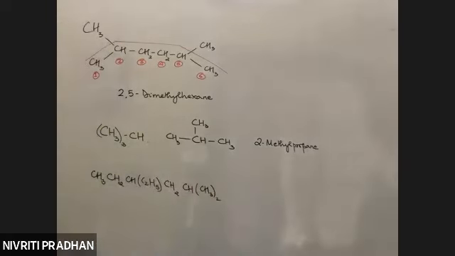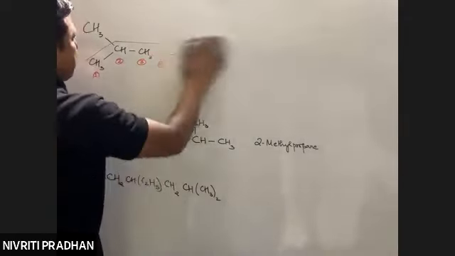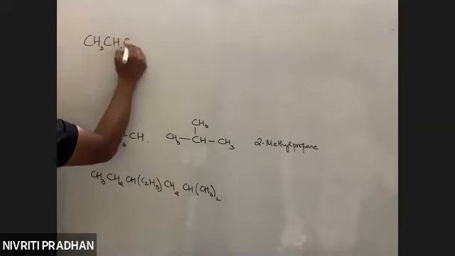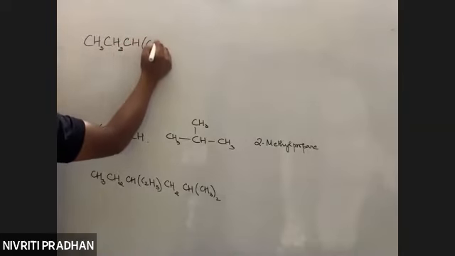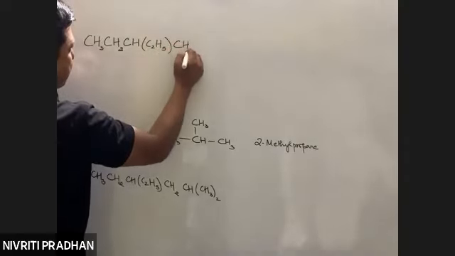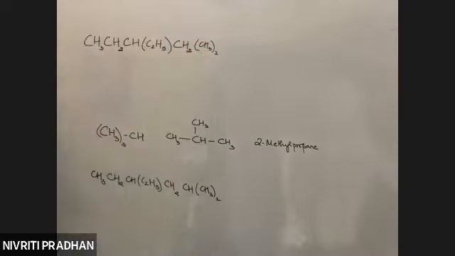Let us just increase the level a little bit. Okay, so I'll draw a bigger one. I'll write it more visibly. So CH3, CH2, CH with C2H5 in brackets. Again we have CH2. Then again we have CH(CH3)2.